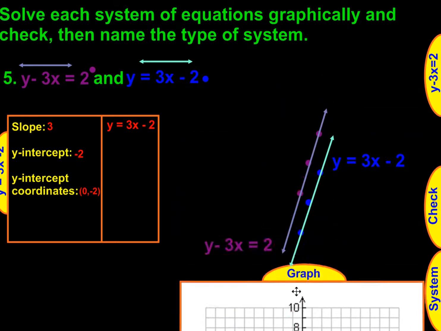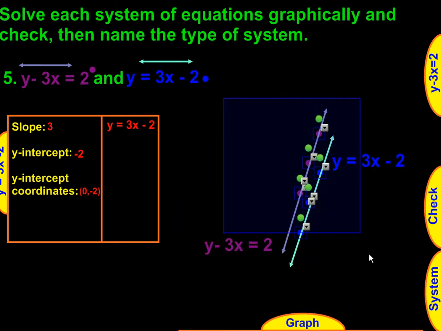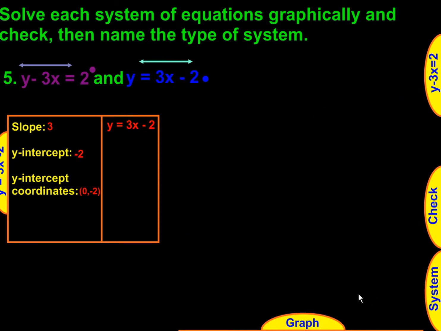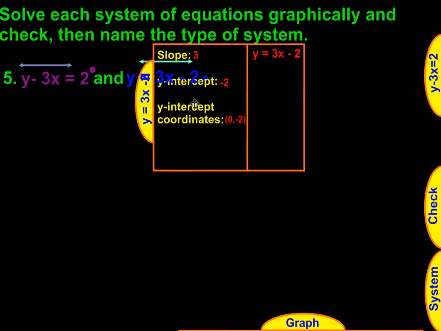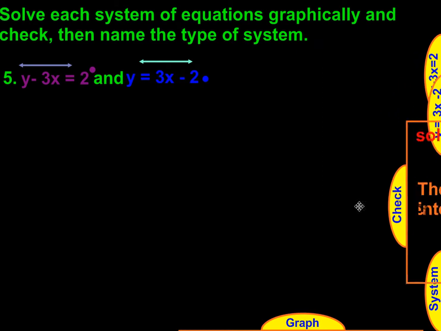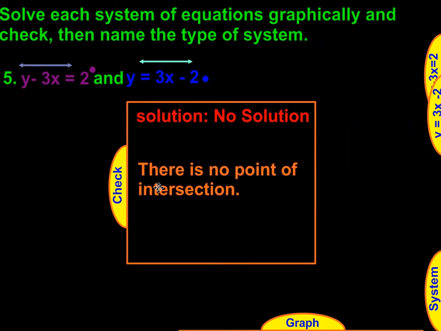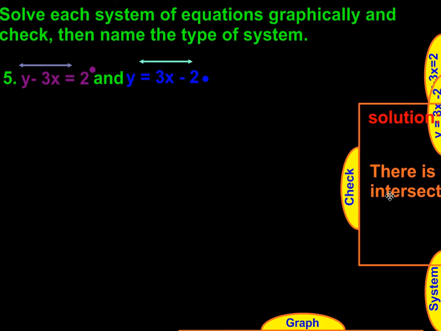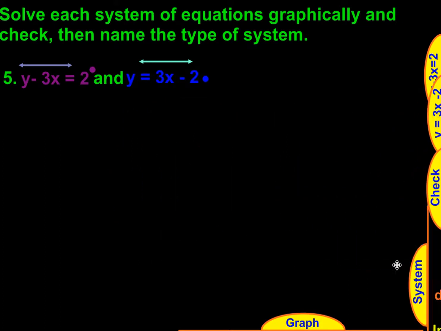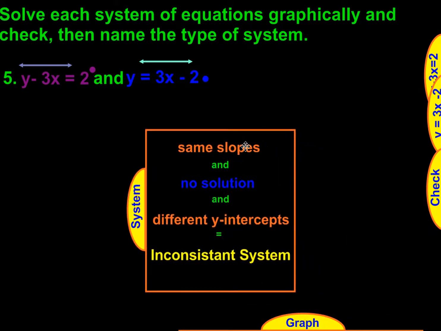We can clear out the graph, get rid of this information, and we can now take that information that we have and do a check. So the solution, since there was no spot where the two lines crossed, is that there is no solution. There's no point of intersection. And based on that, we have a pretty good idea now of what the system is. We had the same slopes, we had no solution, we had different y-intercepts, and if you remember from the beginning, when you have same slopes, no solution, different y-intercepts, that equals an inconsistent system.